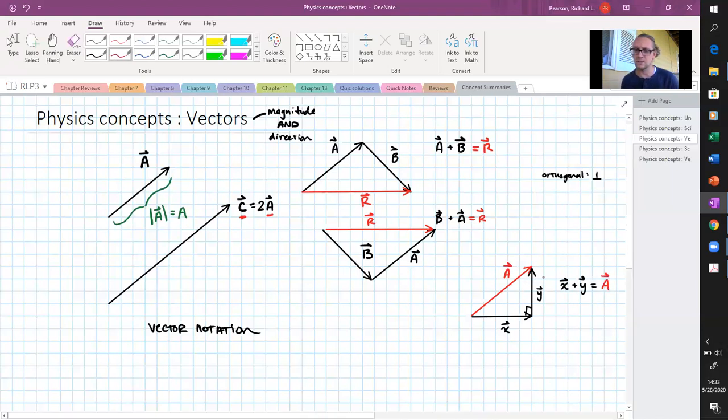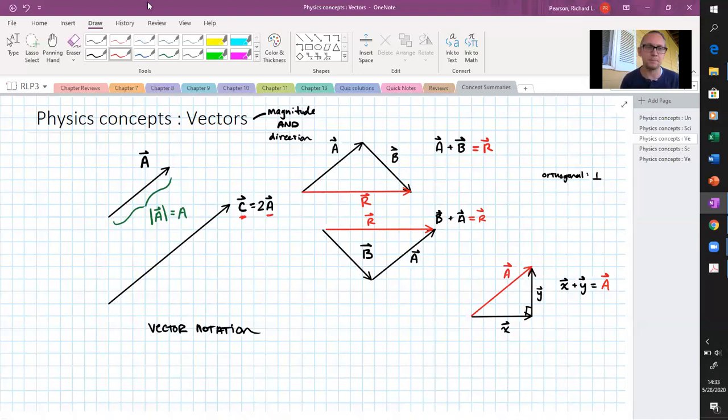So notice we did this the exact same way that we did it up here. We started at X, we added here, and then we put Y from the tail of X and brought it up top, and our resulting vector connected the start of one to the end of the other. And so we have a sum of these two vectors, and we've added them together, and they've given us a resulting vector.